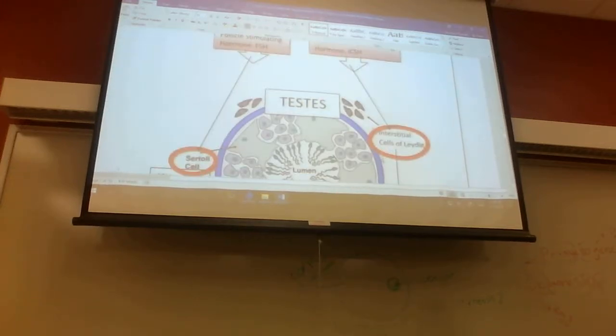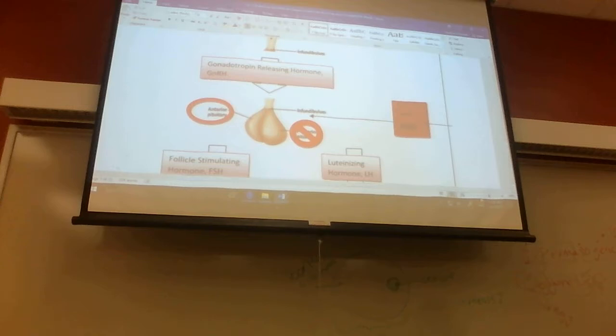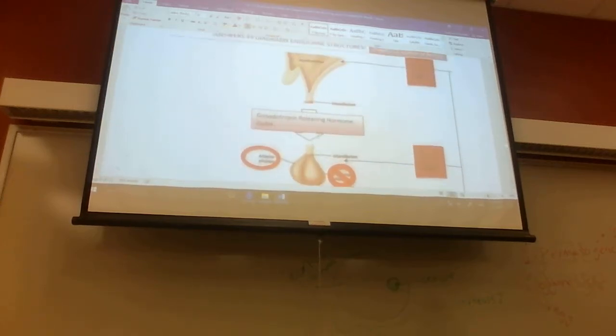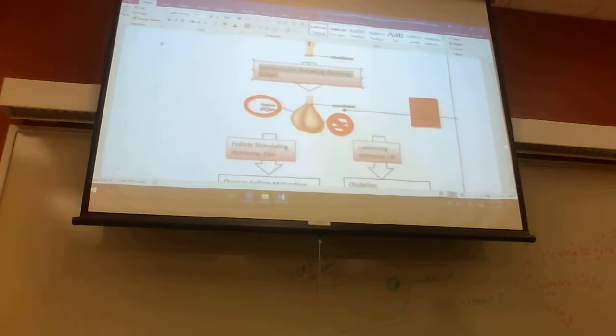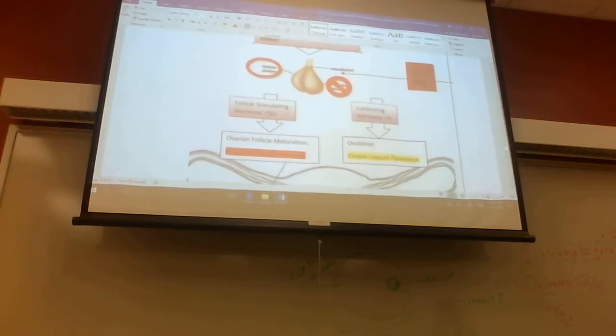So this was the male. Now we're going to go through the female, which looks a little crazier, but it's just because of all the arrows. But it's pretty much the same process. You have your gonadotropin-releasing hormone. Gonadotropin-releasing hormone goes to anterior pituitary, which will then produce follicle-stimulating hormone and luteinizing hormone.